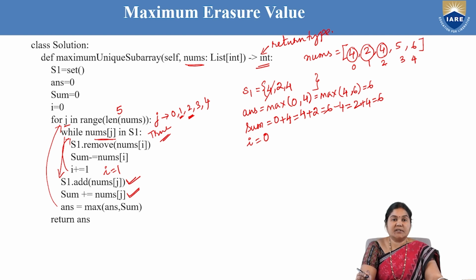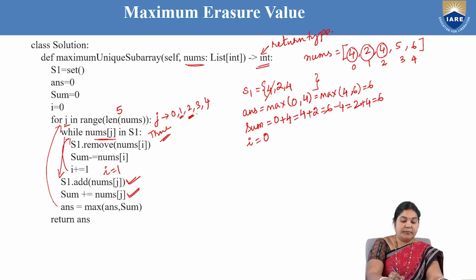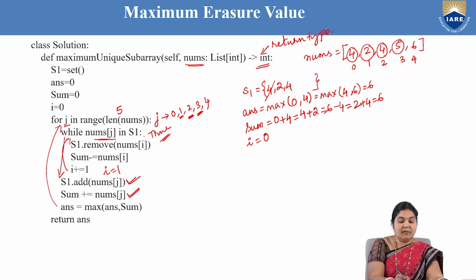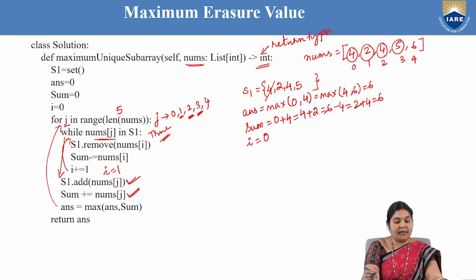So there is no change to the max value or answer. Okay, fine. Now next time j is equal to 3. What is the value at num sub j? It is 5. Is 5 in S1, in the set? No. So we have to keep 5 here. Now coming out of the while loop, add it to the set, add it to the sum.